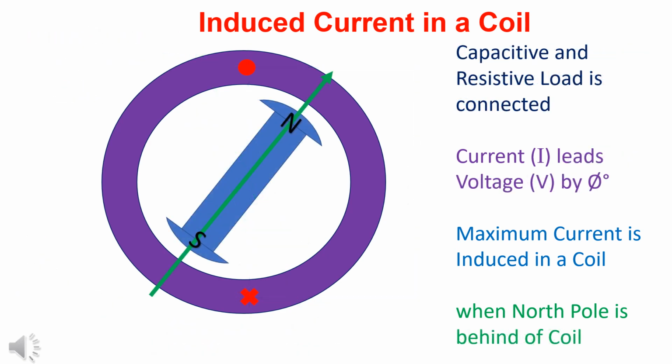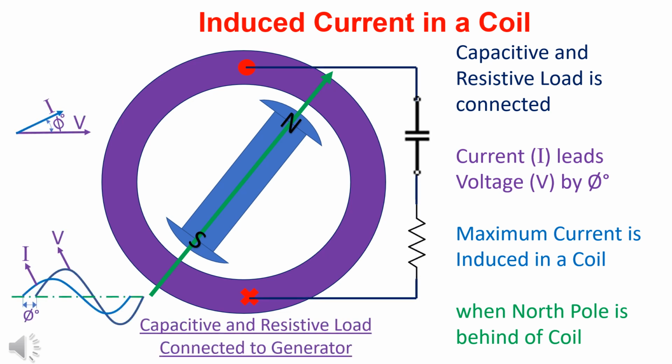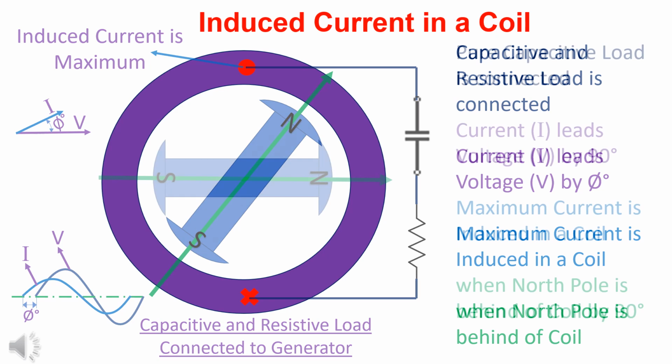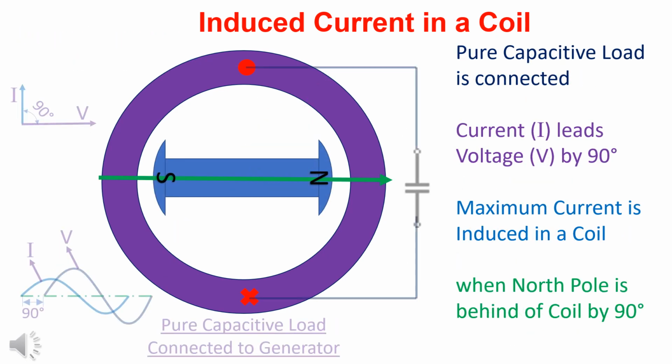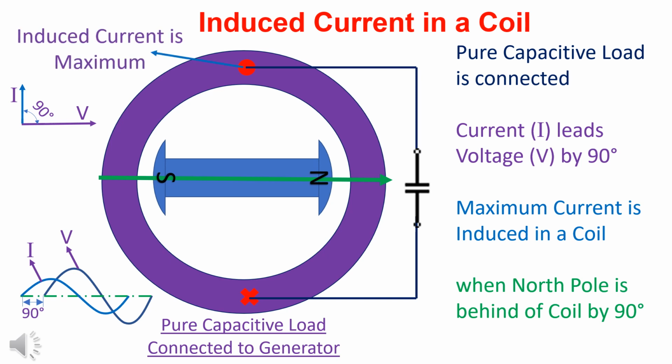Capacitive load comes when a generator is lightly loaded. It is due to the capacitive current in transmission lines. When a capacitive and a resistive load is connected to the generator, maximum current is induced in a coil when poles are behind the coil. When a pure capacitive load is connected to the generator, maximum current is induced when poles are behind by 90 degrees.